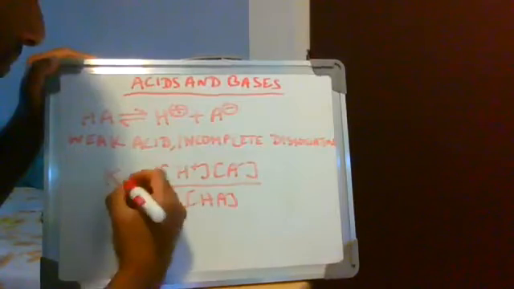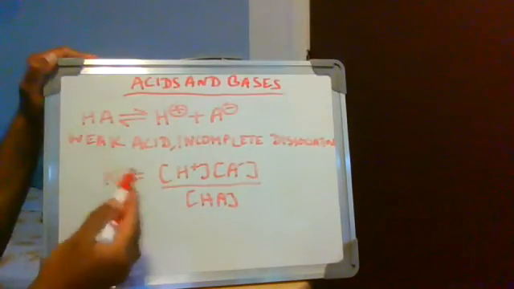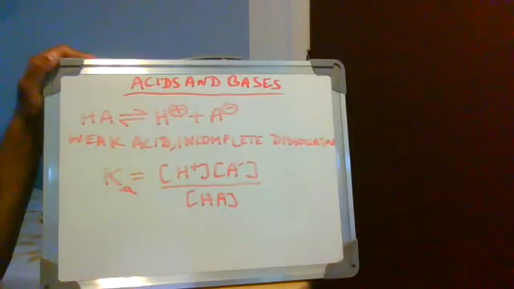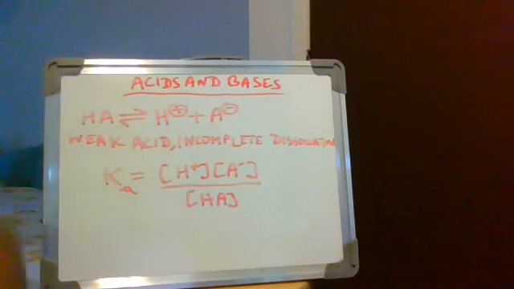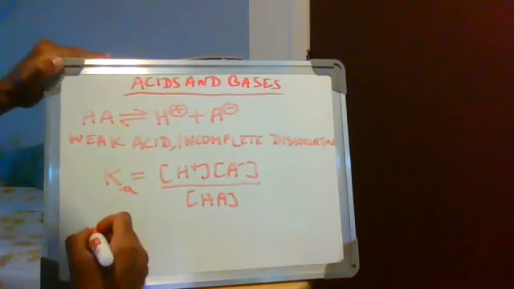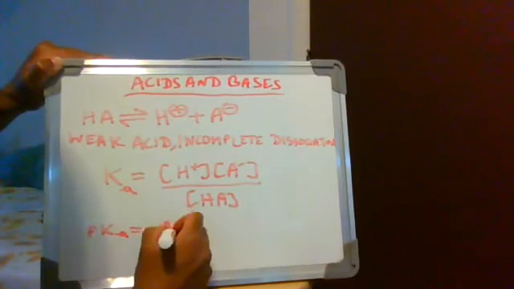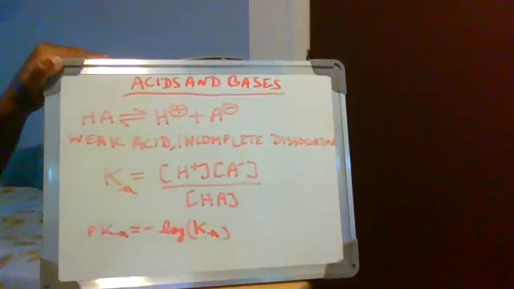And we define this concentration equilibrium constant as Ka because it's for the acid dissociation. So this is what it looks like for a weak acid. Now, similar to the definition of pH as the negative logarithm of H plus, we can also define pKa. pKa is basically the negative logarithm of Ka that you see over here.